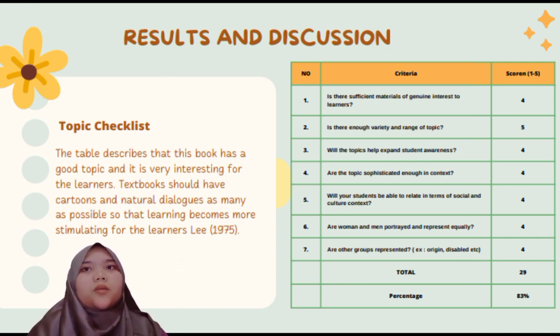The fifth is topic checklist. The table describes that this book has good topics and they are very interesting for the learners. A textbook should have cartoons and natural dialogues as many as possible so that the learning becomes more stimulating for the learners, proposed by Lee, 1975. So I give 83% for the checklist.